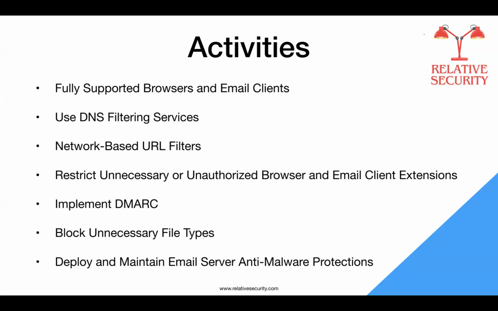Unnecessary file types should be discouraged and blocked at the enterprise email gateway. By restricting certain file types, organizations can reduce the likelihood of malicious files infiltrating the network through email channels. And lastly, we should deploy and maintain email server anti-malware protections, such as attachment scanning and sandboxing. These measures help detect and mitigate threats originating from email attachments, ensuring a secure mail environment within the enterprise.